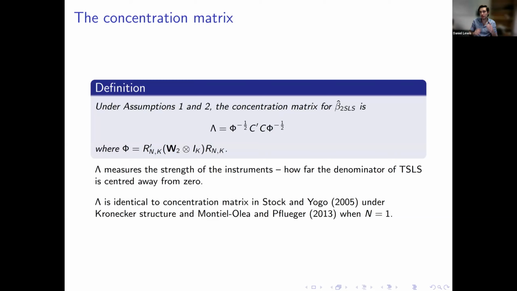It turns out that lambda here is identical to the concentration matrix in Stock and Yogo when the data has that special Kronecker structure that they impose. So when the data is indeed homoscedastic, the concentration matrix is exactly the same as in Stock and Yogo. Similarly, when n is equal to 1, the concentration matrix exactly collapses to the formula in Montiel Olea and Pflueger. So we're nesting each of those two tests.